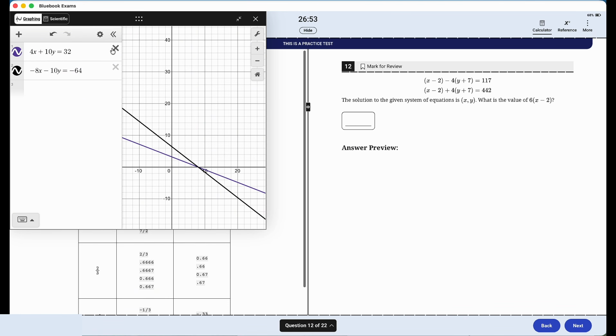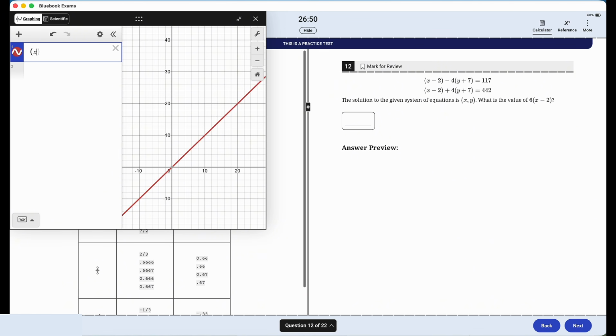Another system question. Systems is just Desmos, just like that last one. So just type this in, and this time we're going to want to figure out the x and y value.